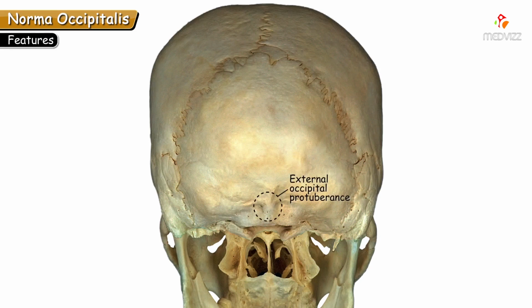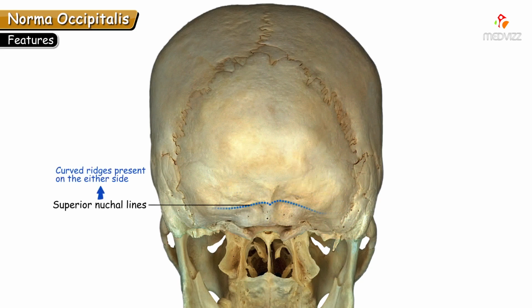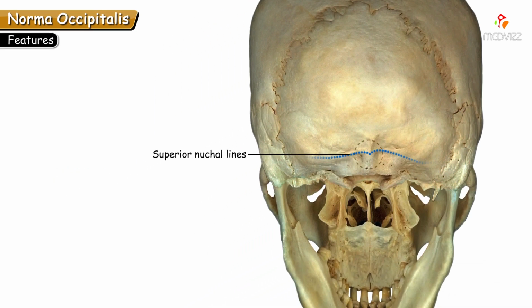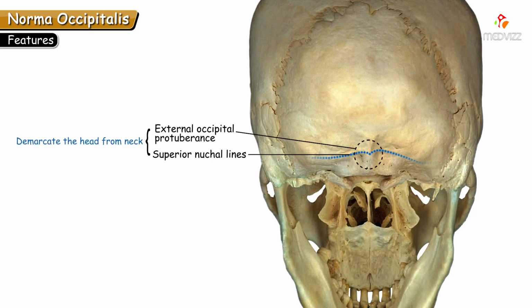Let's see the prominent features of this view. The external occipital protuberance is a midline projection of the occipital bone which forms the inferior aspect of the Norma Occipitalis. The tip of the external occipital protuberance is considered a landmark of the skull known as the inion. On each side of the external occipital protuberance, there are arching lines which are termed the superior nuchal lines.